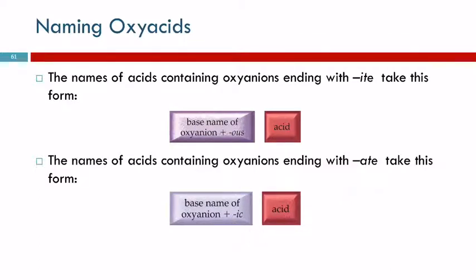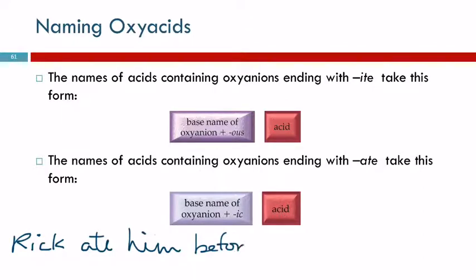So there's another pairing that you have to remember. "Ite" and "us" go together. "Ic" and "ate" go together. I find stuff like that hard to remember, so I find silly ways of remembering them. So here's a silly sentence. Rick ate him before he could bite us. That's kind of weird, huh? The stranger the better. Rick ate him before he could bite us. And this gives us that relationship between "ite" and "us," "ate" and "ic."